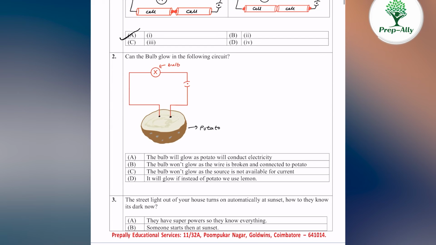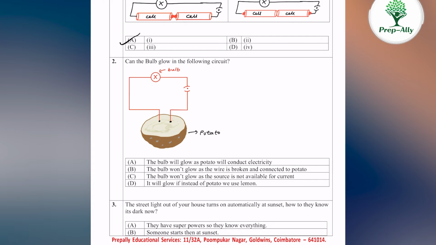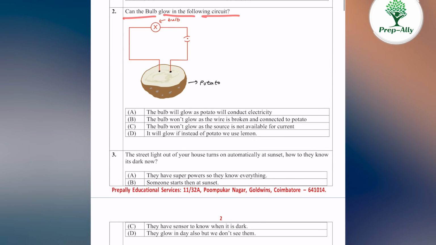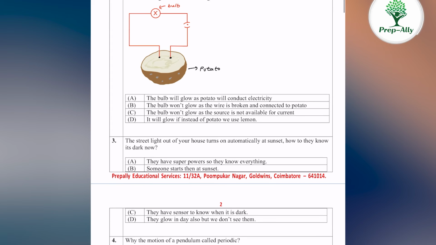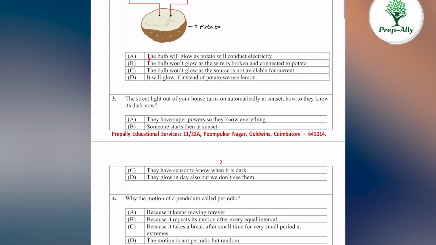Let's go to the second question now. It is asking, can the bulb glow in the following circuit? You see, it is a potato. Some potato solution will be here, and the current will go from here, and the bulb might glow if the switch is on and everything. Now let's start with the options. It is saying the bulb will glow as the potato will conduct electricity. Potato does conduct electricity, that is fine. But whether the bulb will glow or not, we'll see in the other options.